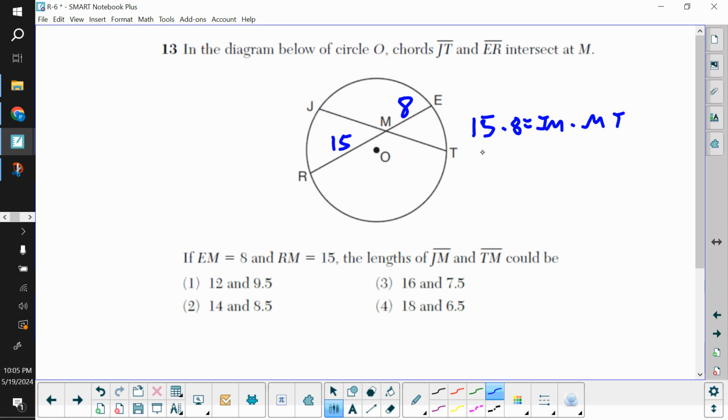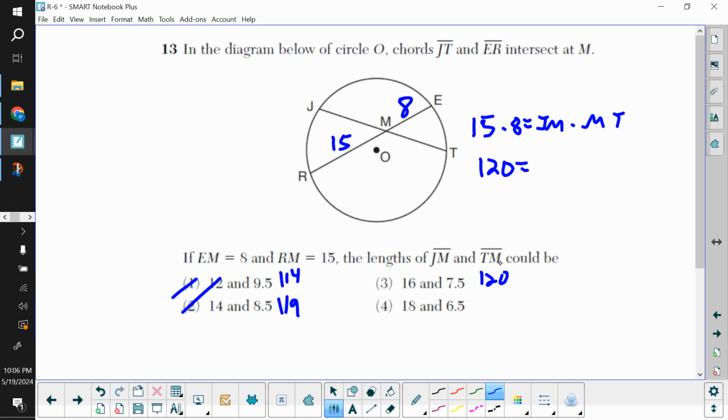Well, that means 15 times 8, that's just going to give us 120. So all we're going to do is try out these four options for JM and TM and see if they give us 120. Well, if you do 12 times 9.5, that's going to give us 114, so it can't be that one. If you do 14 times 8.5, that's going to give us 119, so it can't be that one. If you do 16 times 7.5, that's going to give us 120, so it's probably going to be that one.